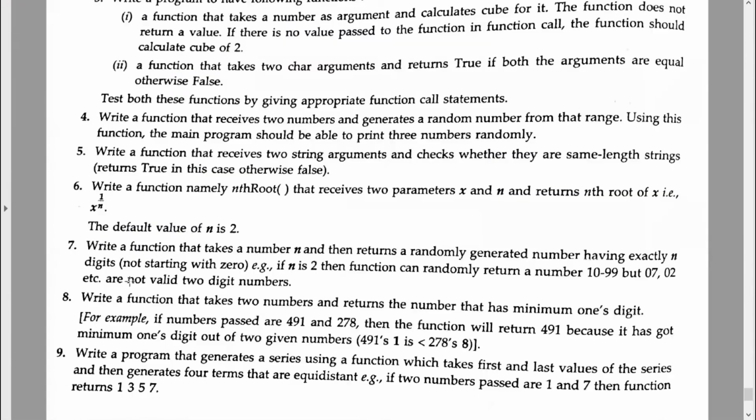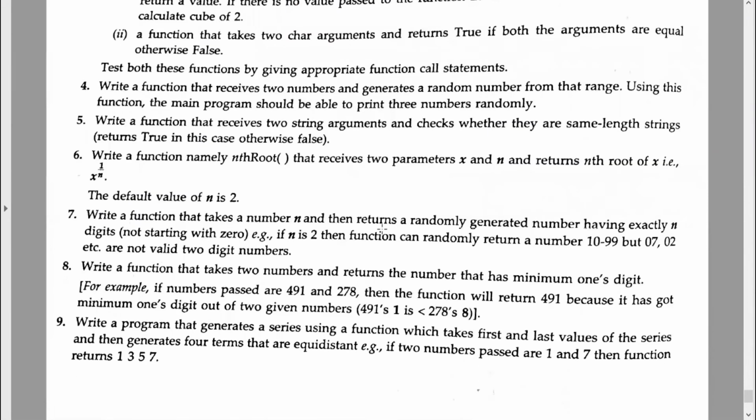Write a function that takes a number n and then returns a randomly generated number having exactly n digits. So if I'm passing the number 2, it has to generate a number between 10 and 99, and they have given that 07 must not be taken into account. So the first digit must not be 0. It must be a number other than 0. That is a condition here. If I'm telling a number 7, then a 7-digit number must be produced, in the sense the first digit must not be 0. If the first digit is 0, then it is a 6-digit number only. So that is a condition they have given here.